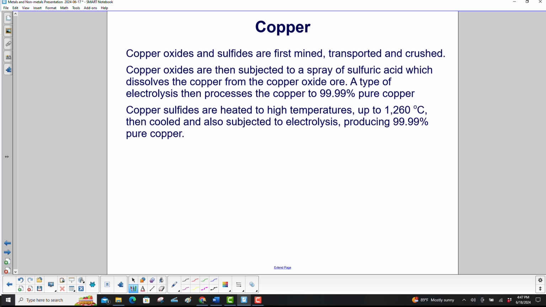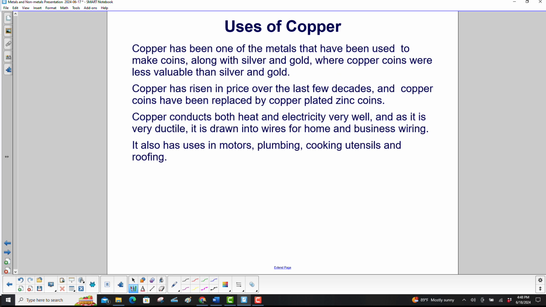Copper has been one of the metals that have been used to make coins, along with silver and gold, where copper coins were less valuable than silver and gold. Copper has risen in price over the last few decades, and copper coins have been replaced by copper-plated zinc coins. Copper conducts both heat and electricity very well, and as it is very ductile, it is drawn into wires for home and business wiring. It also has uses in motors, plumbing, cooking utensils, and roofing.